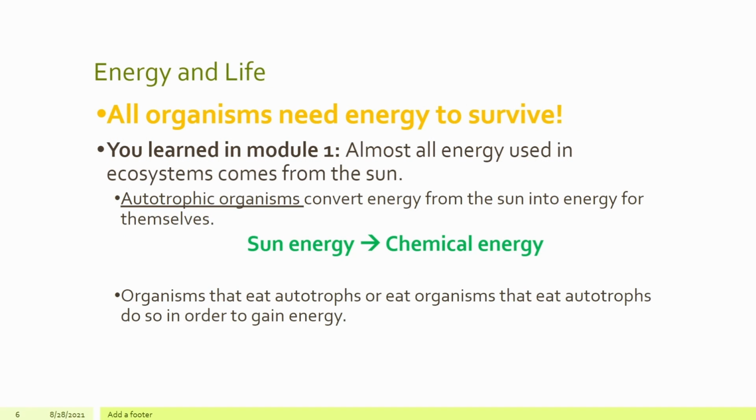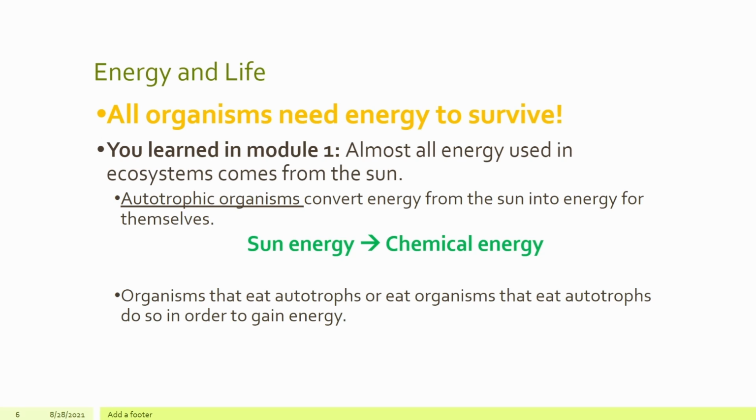Next, we're going to look at energy and life. All organisms need energy to survive. We talked about this very briefly in Module 1, which stated almost all energy used in ecosystems comes from the sun. And autotrophic organisms can convert that light energy into chemical energy for themselves. A lot of autotrophic organisms are called producers because they produce their own energy.